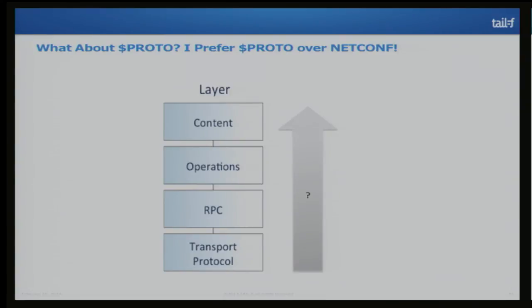If you look at the other protocols and some things that are not even protocols, like REST, most of these parts of the stack you will have to invent yourself, or your vendor will invent for you in a highly proprietary fashion. So that, to me, is what makes a big difference between NETCONF and $Proto.